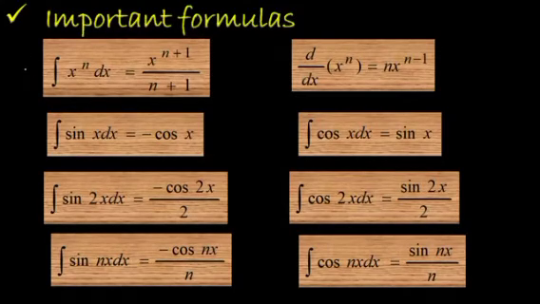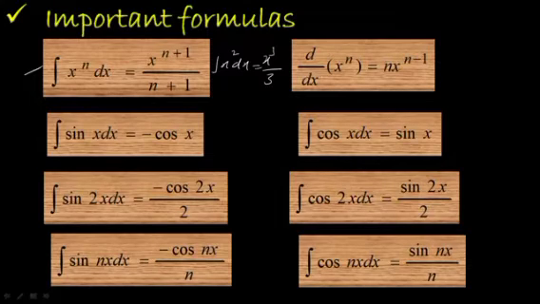Let me have a short look over this. Integral x to the power n dx is equal to x to the power n plus 1 divided by n plus 1. Suppose you are going to integrate x square with respect to x, what happens? You have to increase the power by 1 and write that power in the denominator. So integral x square dx is x cube by 3.